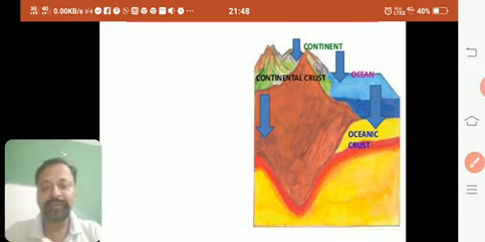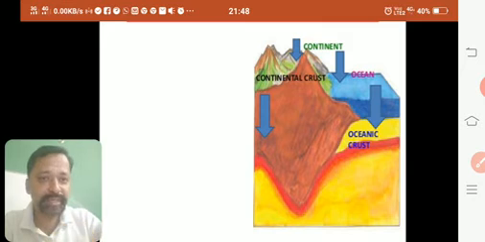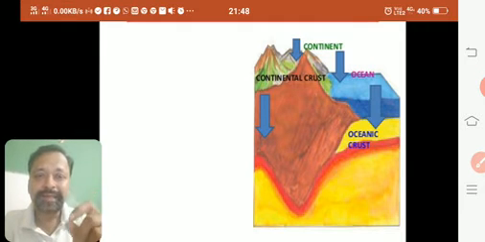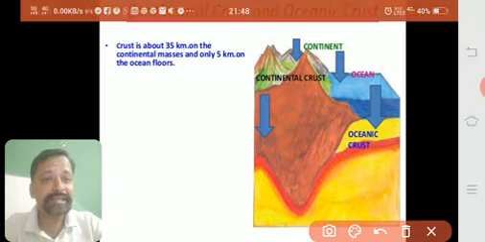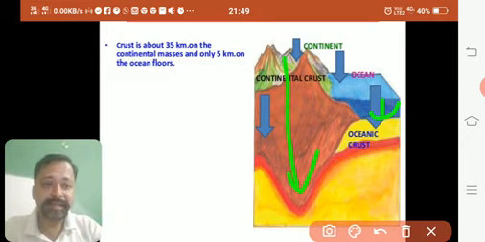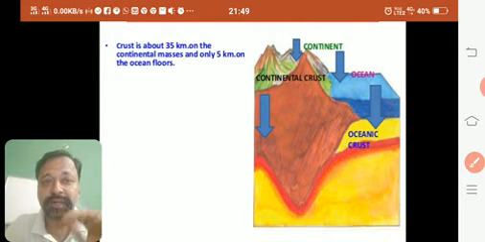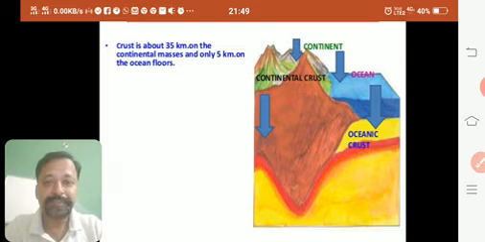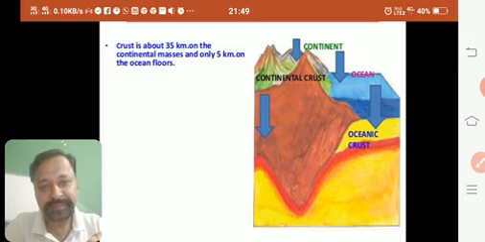Fine. I hope you are very clear with this diagram now, what is continental crust and what is oceanic crust. Now if you see, continental crust is more deep, right? Oceanic crust is not so deep, because water is there and then crust is there. They cannot go much deeper. So now see here, crust is about 35 km on the continental masses, but in oceanic it is just 5 kilometers.